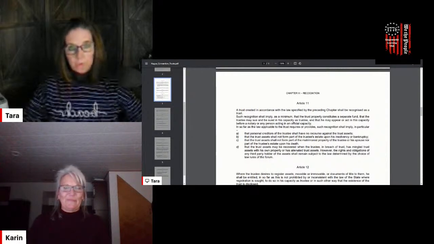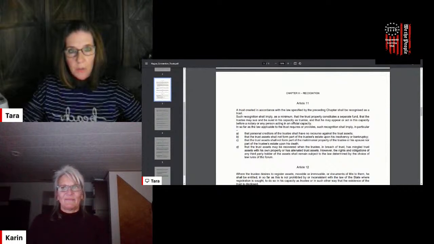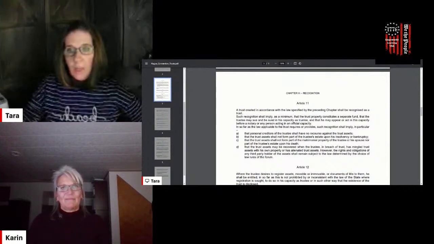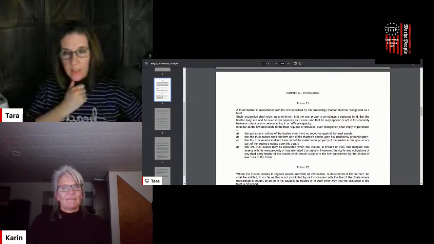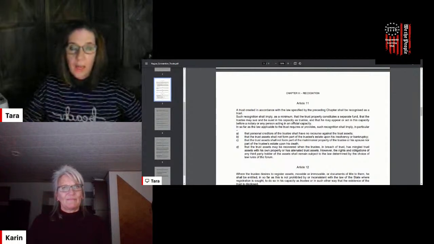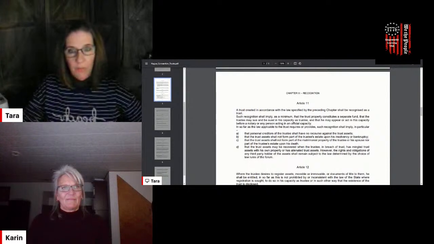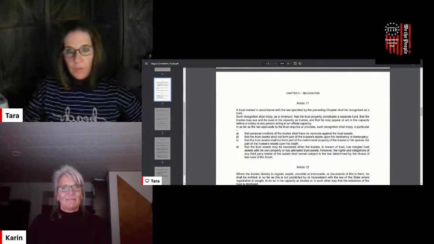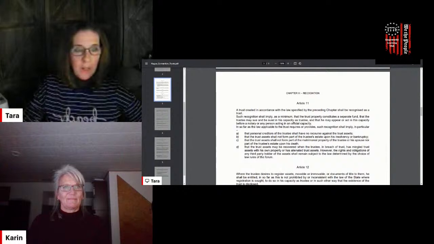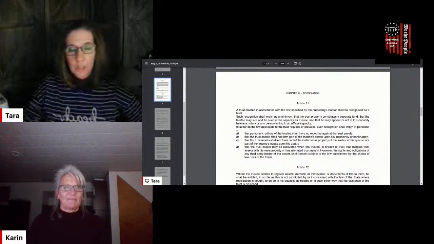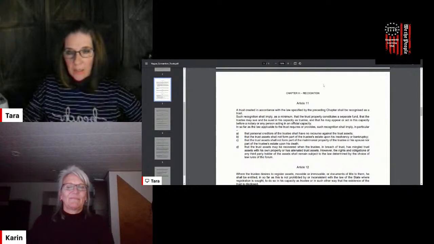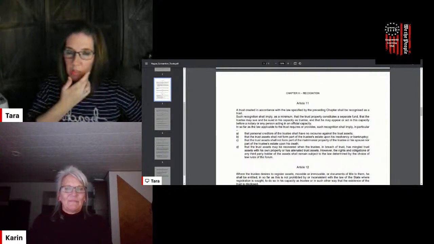On the document, Chapter 3, Recognition, Article 11: a trust created in accordance with the law specified by the preceding chapter shall be recognized as a trust. Such recognition shall imply as a minimum that the trust property constitutes a separate fund, that the trustee may sue and be sued in his capacity as a trustee, and that he may appear or act in this capacity before a notary or any person acting in official capacity. Insofar as the law applicable to the trust requires or provides, such recognition shall imply in particular A, B, C, and D. So Karen, you want to go ahead and go through the letter ones this time?